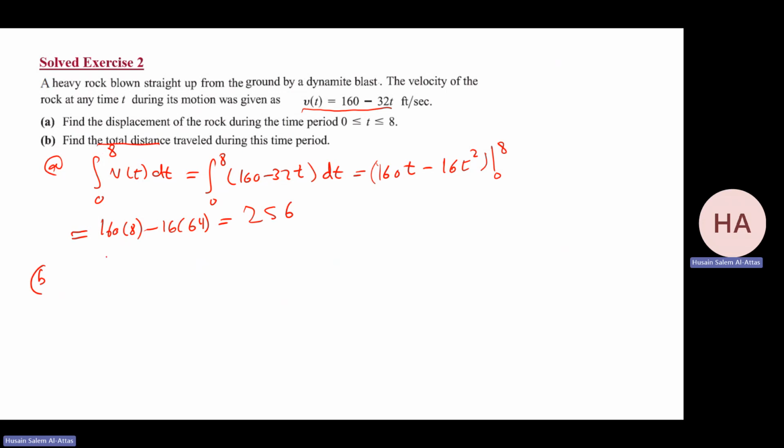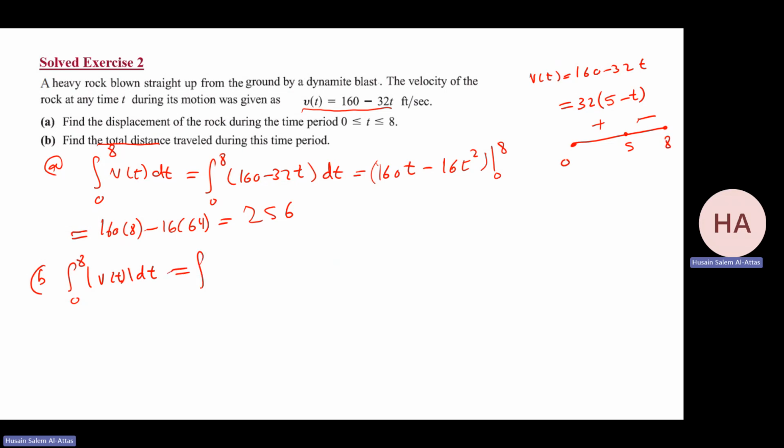What will be the total distance? Total distance, I need what? The integral of the absolute value of v of t dt. Okay, I can check this. v of t is 160 minus 32t. I can take 32 as a common factor, so I have 32 times (5 minus t). My most important value is 5. Before 5, it is positive, correct? Yes, before 5 it will be positive, and after that it is negative. And I'm starting from 0 up to 8.